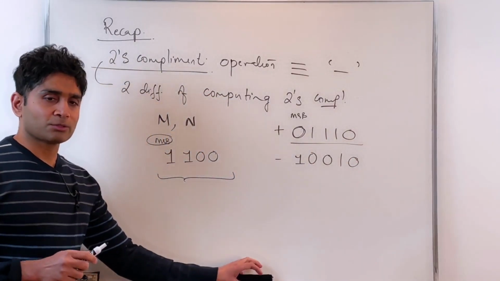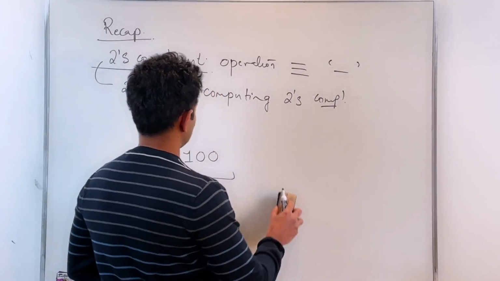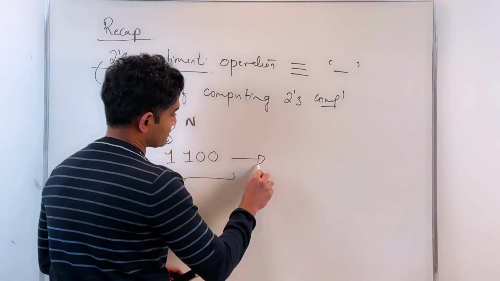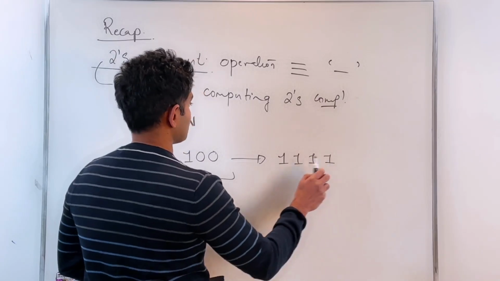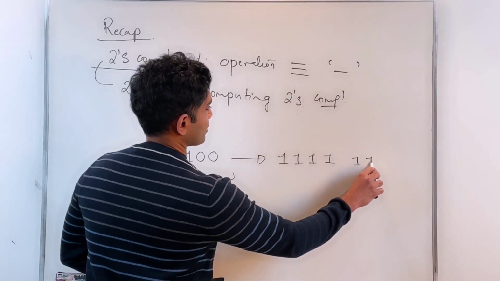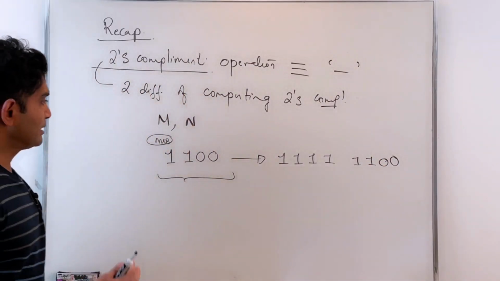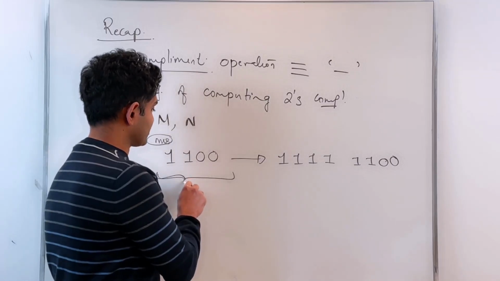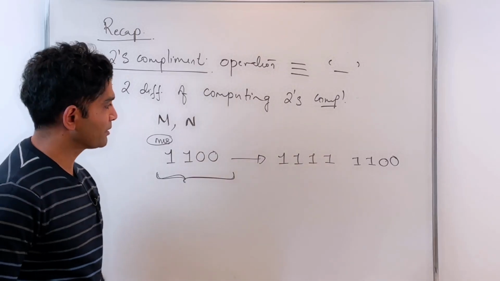So in this case, if I want to extend that to 8 bits, I would pad 4 additional ones, and then 1, 1, 0, 0, right? So that will be how I would extend signed numbers. That's how I would extend that negative number.